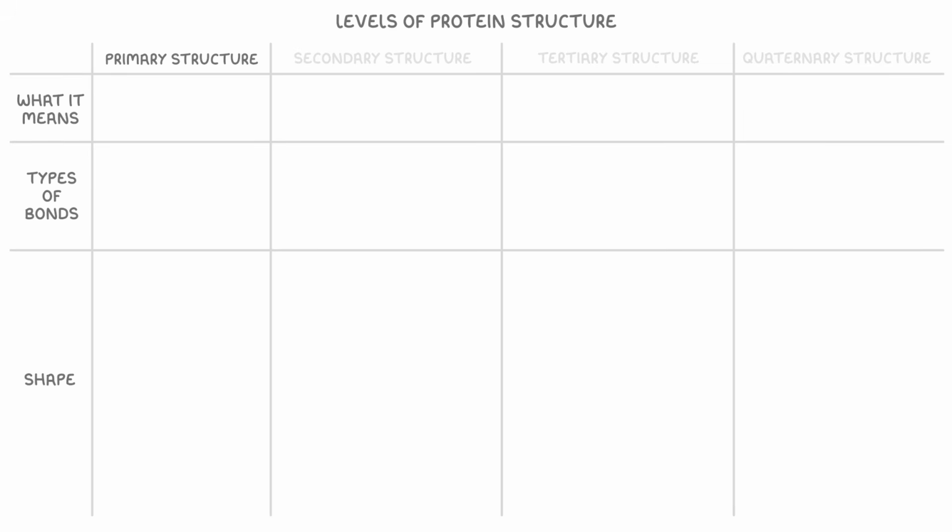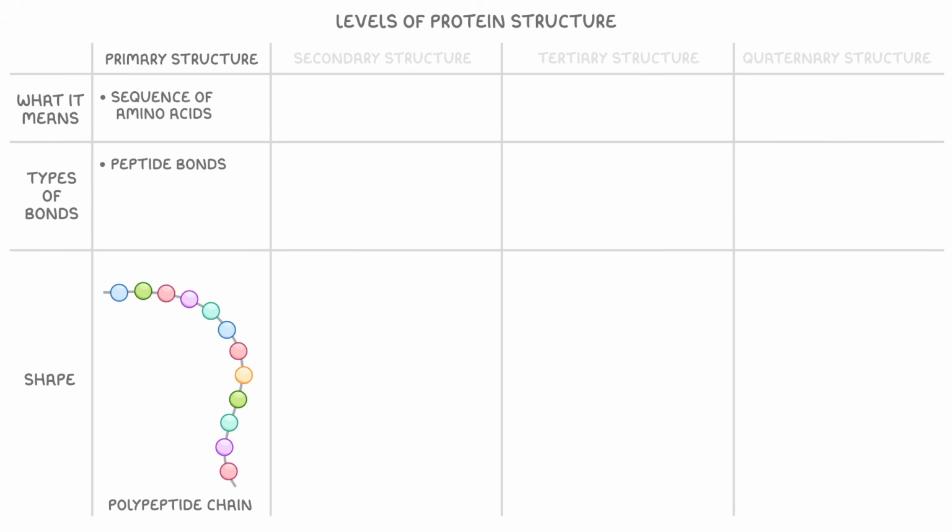First up, we have the primary structure, which is the most basic level and is simply a sequence of amino acids linked together. These amino acids are connected by strong peptide bonds, forming a polypeptide chain that looks a bit like this, where each of the different coloured spheres are different amino acids, and the lines joining them together are the peptide bonds.